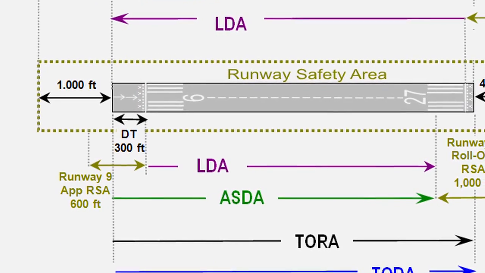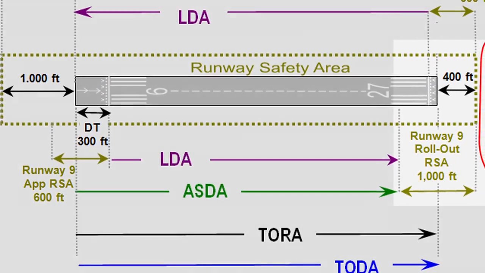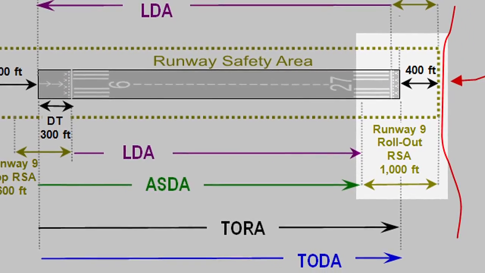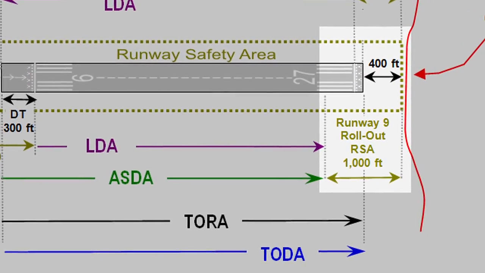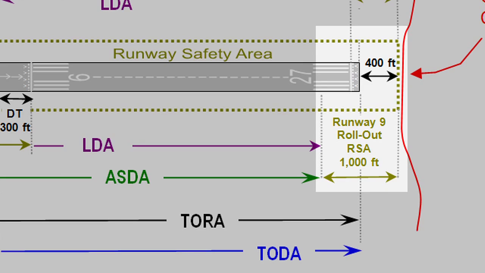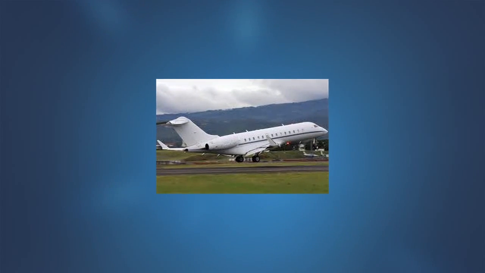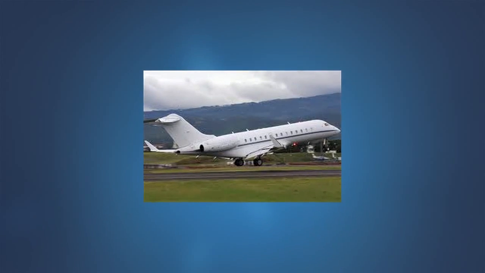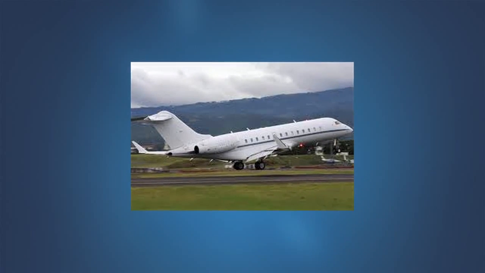For example, a runway safety area may extend into the usable portion of the runway, limiting the length of the runway that may be used for performance planning related to stopping the airplane, such as accelerate stop distance available and landing distance available. Let's look at how declared distances are used with takeoff and landing runway requirements for turbine-powered transport category airplanes.